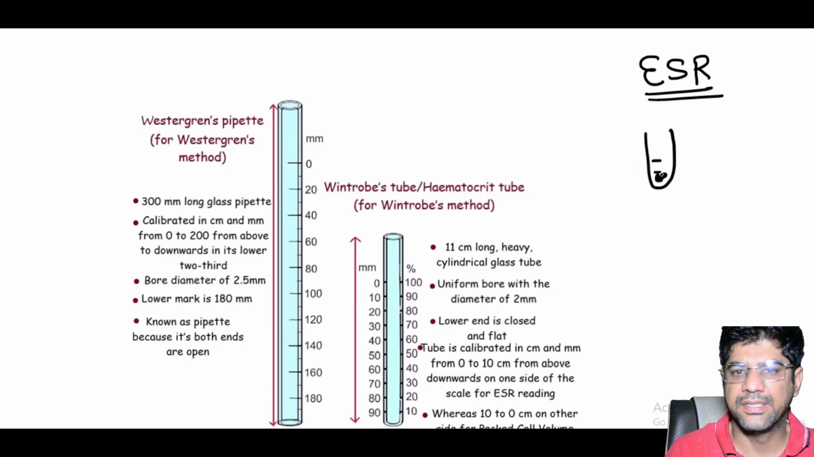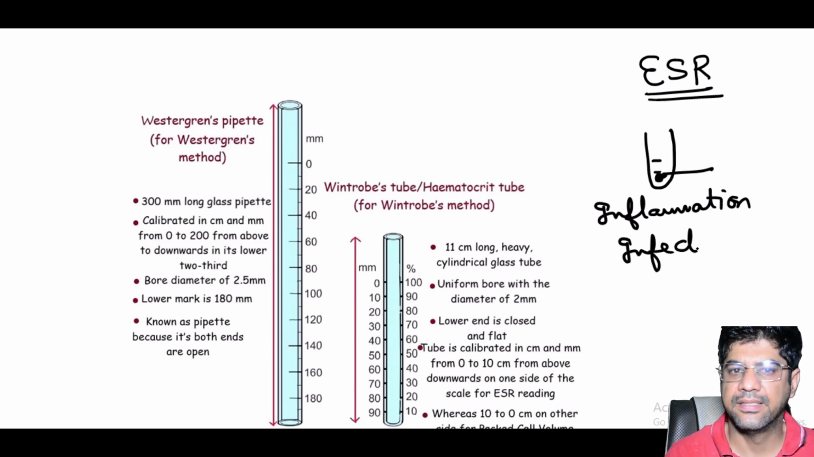So normally these cells float around in your blood and don't sink. But if there is inflammation or infection, they can stick together and sink faster.